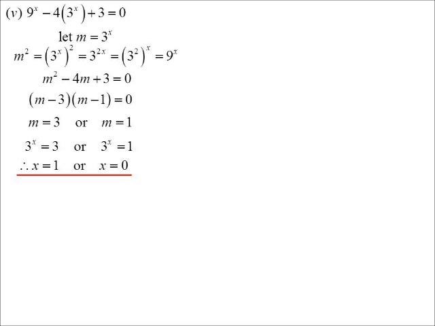Now, whilst I went through all this effort of changing the m squared to 9 to the power of x, in the actual equation, just look at the base. 9 is 3 squared. So if you notice that one base is the other base squared, then, oh yeah, we can probably turn this into a quadratic equation.